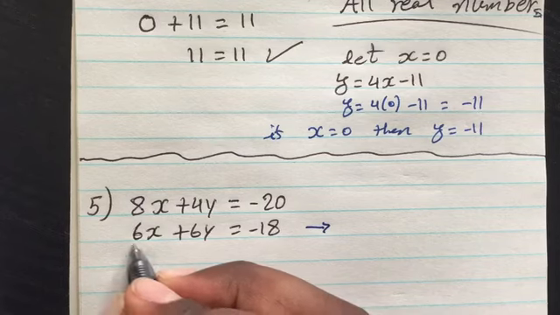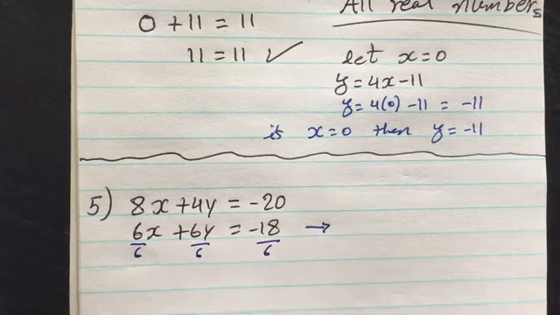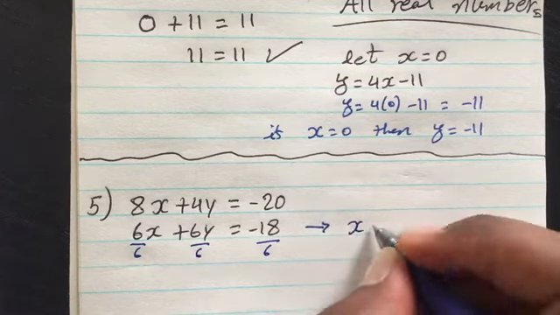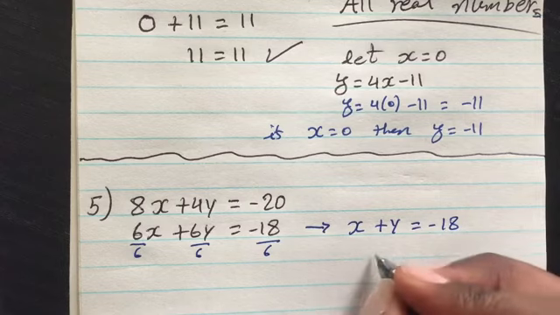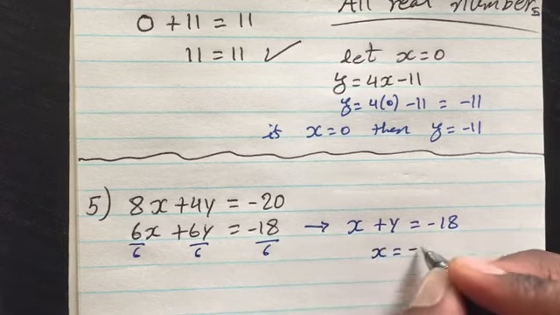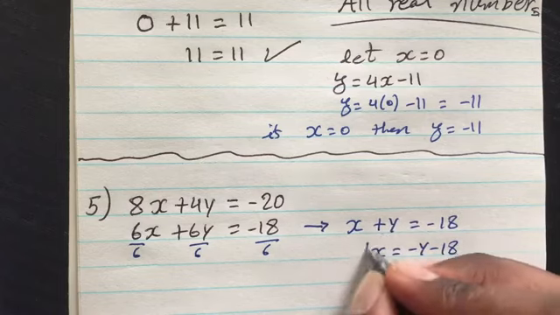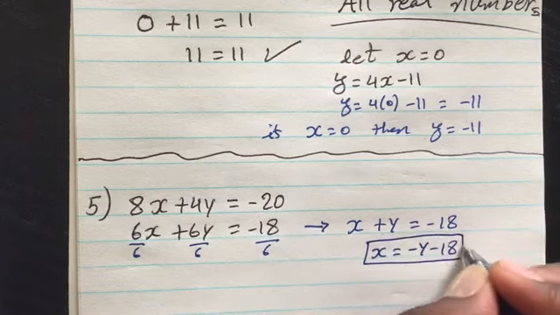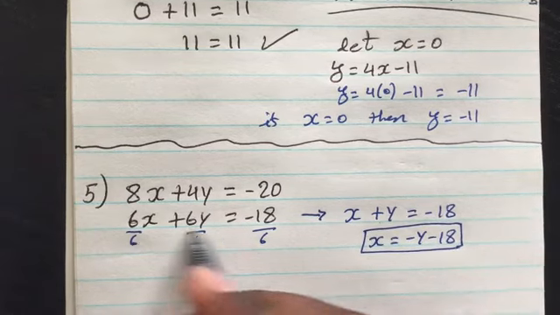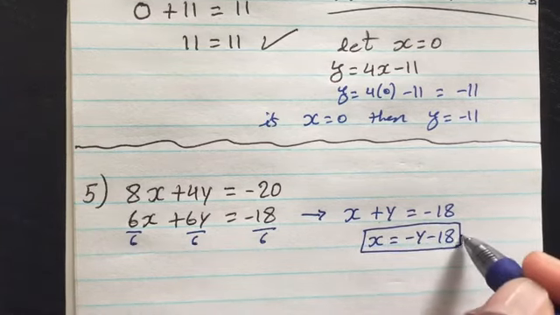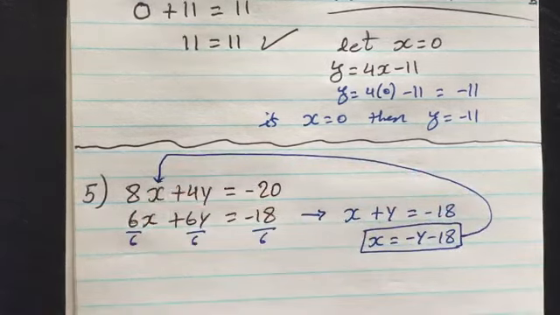How about I simplify this? Just divide by 6, divide by 6, and divide by 6. What do we get? X plus y equals negative 3. Well, that means x has to be equal to negative y minus 3. You subtract y, that is what x is equal to once you isolate it. Now, I used my second equation, so that means I'll take this result and put it right here.